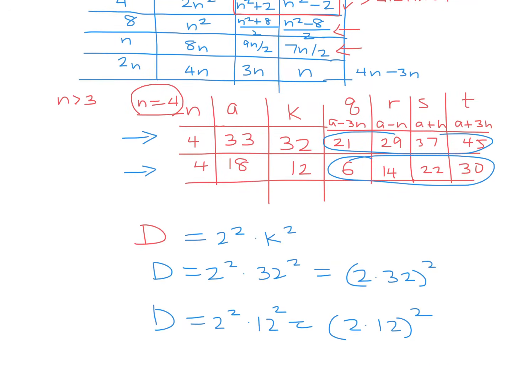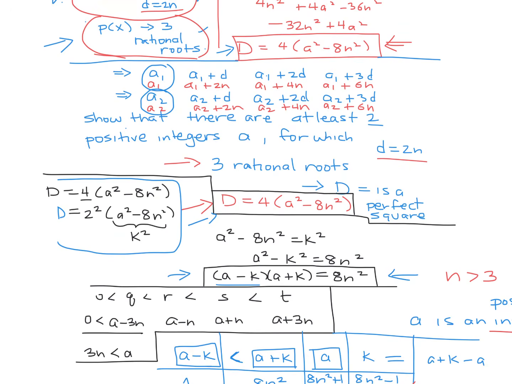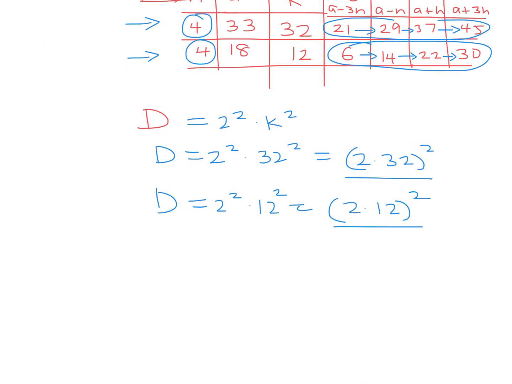The difference is 2n. N we chose as 4, so the difference would be 8. And as you can see, as you go from one term to another, it's going up by 8. And the same thing with that one. And the last criteria is that p of x has 3 rational roots, and what that really means is that the discriminant is a perfect square. And we showed that the discriminant is indeed a perfect square for both arithmetic sequences.